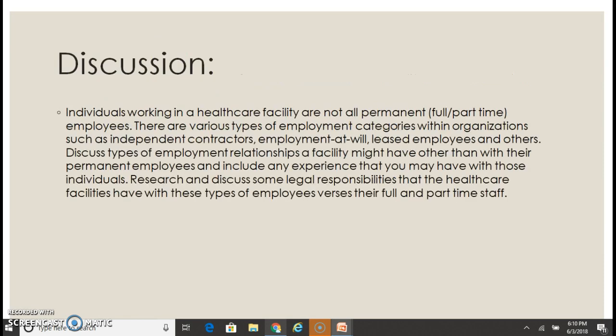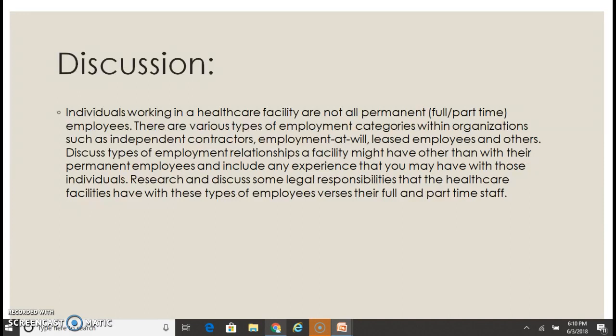For our discussion, individuals working in a healthcare facility are not all permanent, full and part-time employees. There are various types of employment categories within organizations, such as independent contractors, employment at will, leased employees, and others.